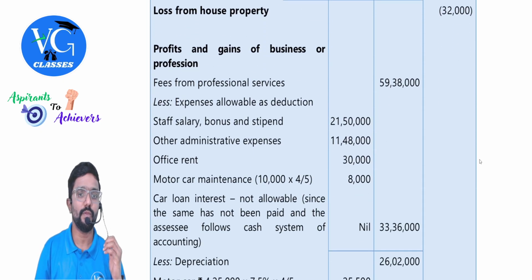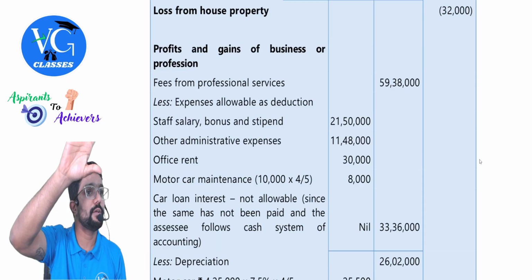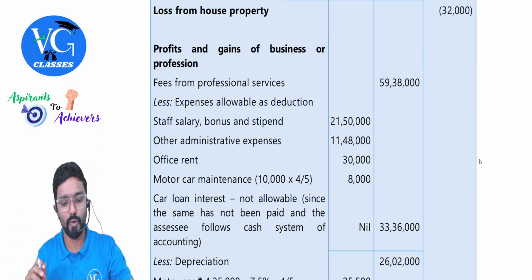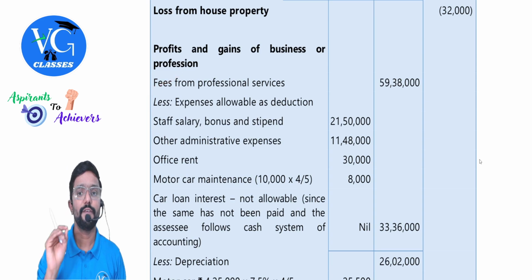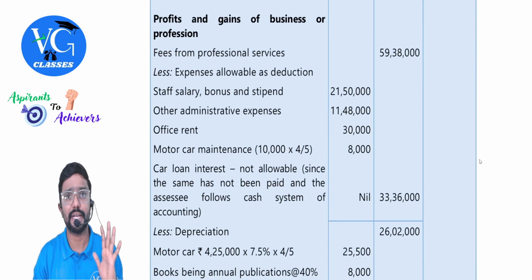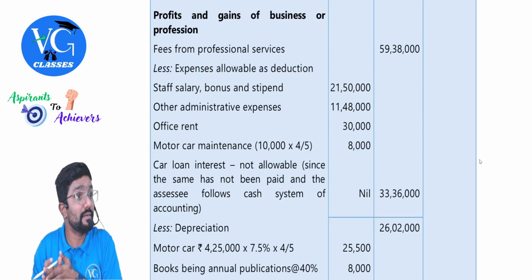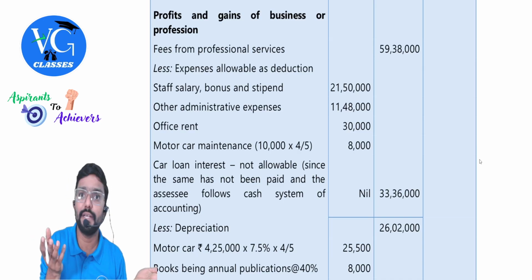PGBP. Fees from professional services. Now which basis should we follow, cash basis or accrual basis? Cash basis. In that case, fees from professional services is given as 59,38,000. Expenses allowable as deduction are given. Whatever is allowed, you deduct. Here we are not taking profit because it is given as a receipts and payments account. Where is the profit here? I cannot take that as a basis.